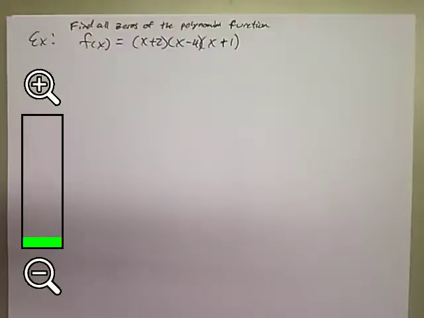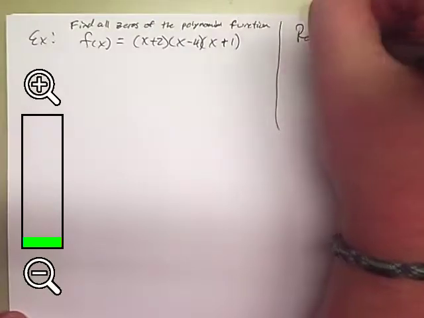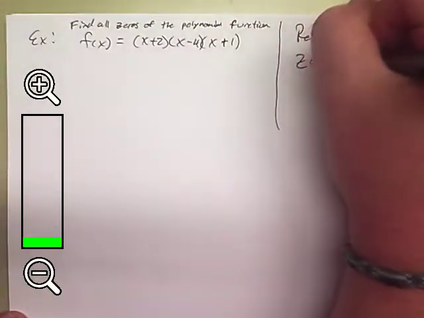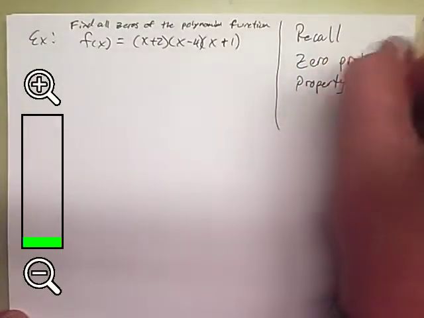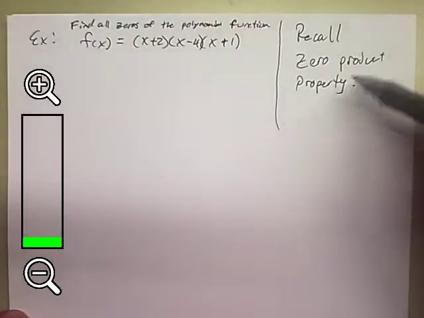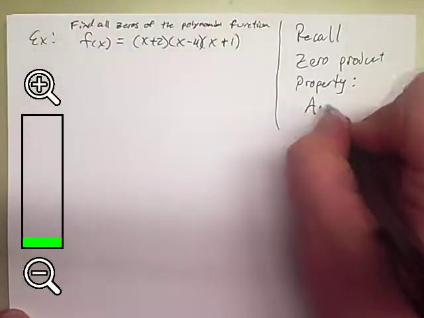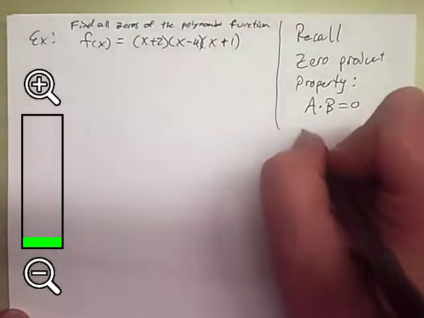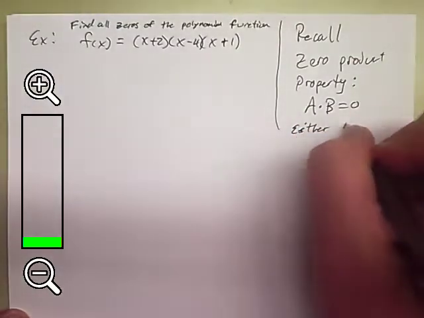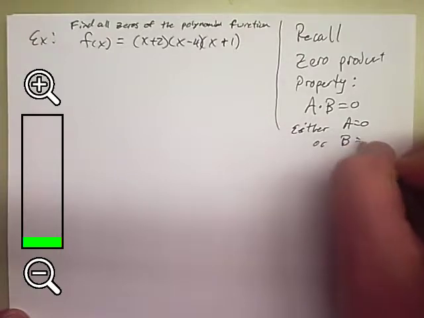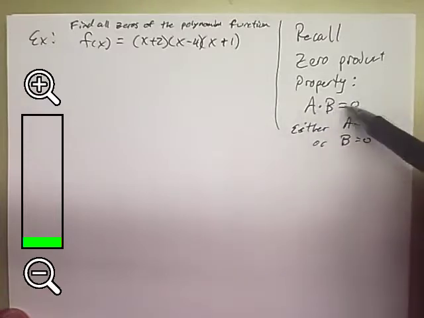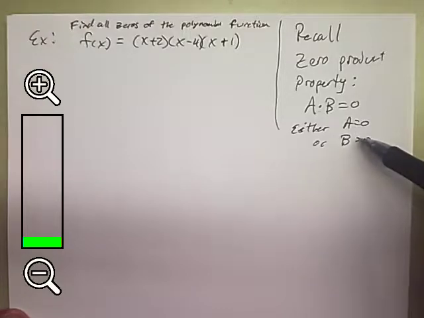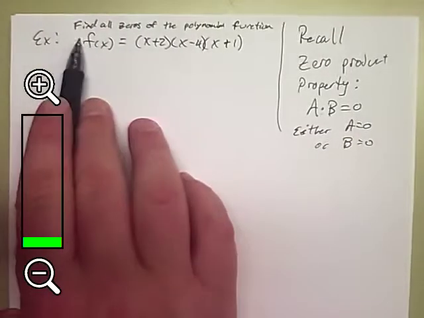And for a second here, off on the side, I want you to recall the zero product property. The zero product property. Remember, if I have something times something equals 0, then either A equals 0 or B equals 0, right? If I have two things or more multiplied together to equal 0, then each one of those factors is going to equal 0. All right, so back to the problem here.